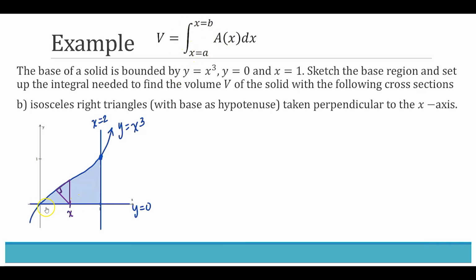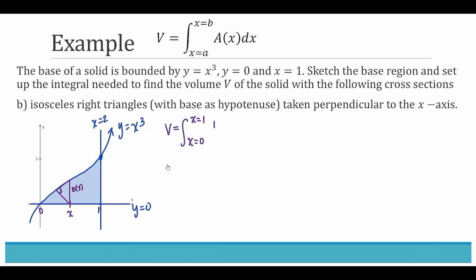Alright, so we'll go ahead and start to apply our volume formula here. So our limits of integration will be x values. So we're going to have x equals 0 to x equals 1. And we're going to need to find the area of an isosceles right triangle here. So this, again, is the hypotenuse. So this is the base of my triangle. So I'm going to go ahead and call it b of x. And we can find that doing top minus bottom. So that would be x cubed minus 0.